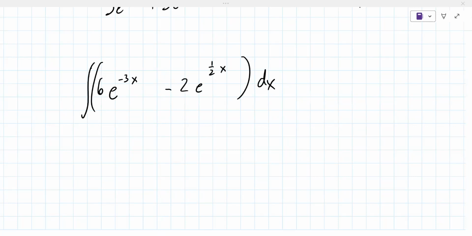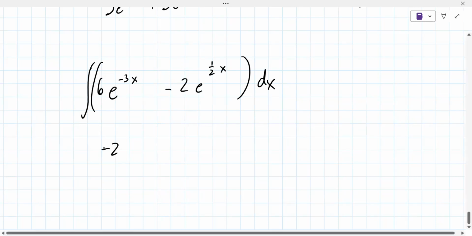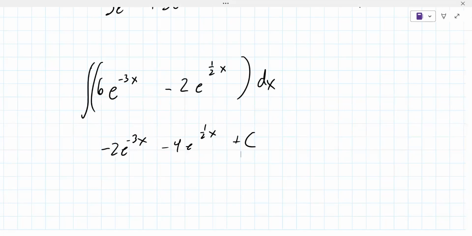Is it -2e to the negative third power x minus 4e to the 1/2 power x plus c? Yes. These ones make a lot of sense. Great. Right.